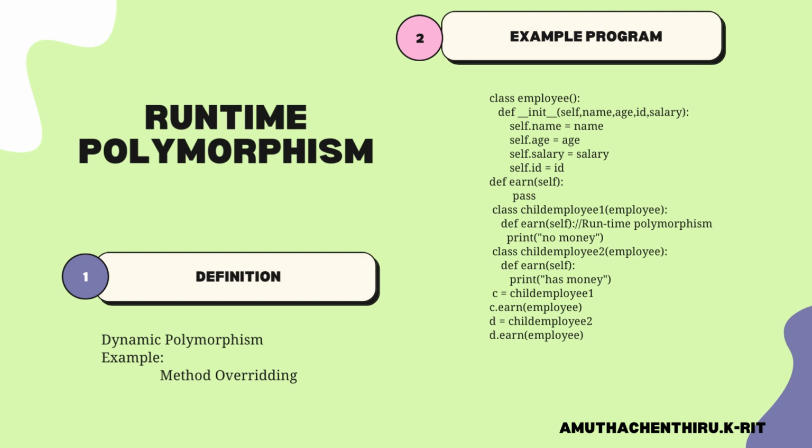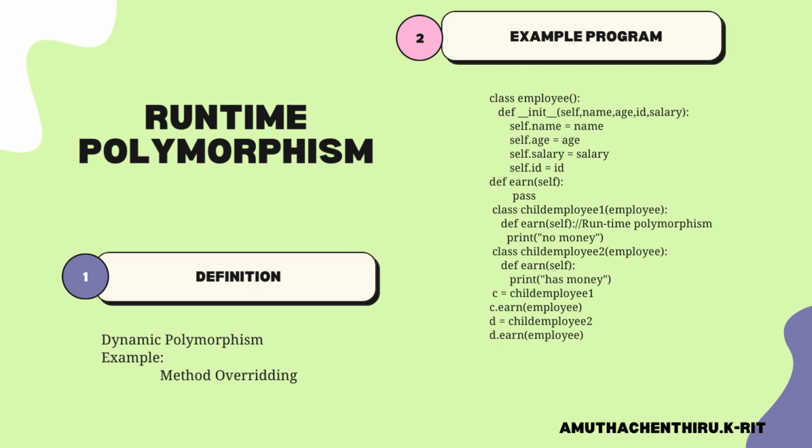Runtime polymorphism is also called dynamic polymorphism. Method overriding is an example of runtime polymorphism. In this example, I have created two classes, child employee 1 and child employee 2, which are derived from the same base class employee. Here's the catch: one did not receive money, whereas the other one gets. Now the real question is, how did this happen?